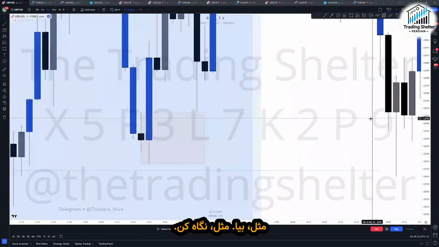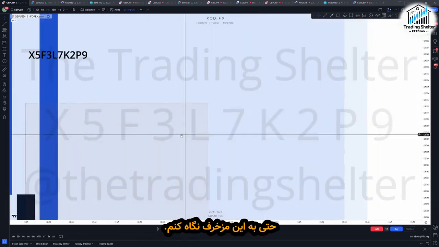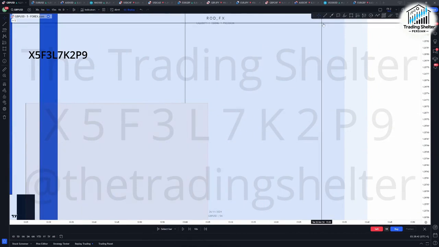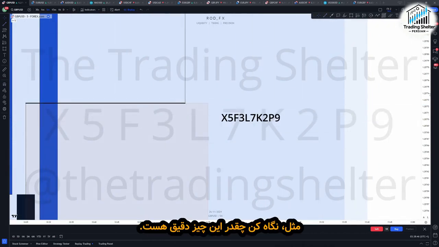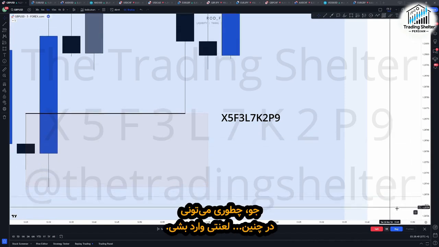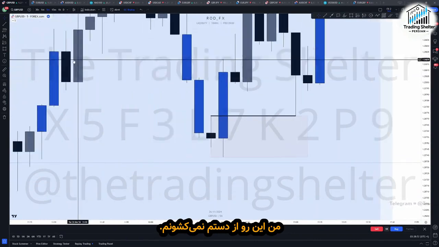Come on, look. Can I even zoom in? Look how precise this thing is. Oh yeah, man, Joe, how are you able to enter in such? Goddamn it, I'm not pulling this from my ass.